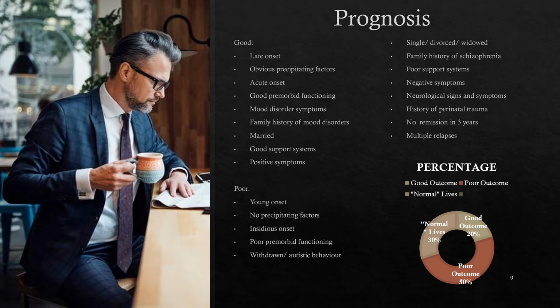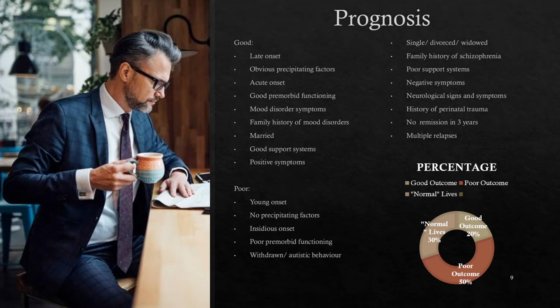The prognosis for schizophrenia. With all schizophrenic patients, about 30% of them would go on to live relatively normal lives on medication, about 20% would have a good outcome, and about 50% of all cases would have a poor outcome. So there are factors that would contribute to a good prognosis, sometimes also known as protective factors, and then there are factors that contribute to a poor prognosis.